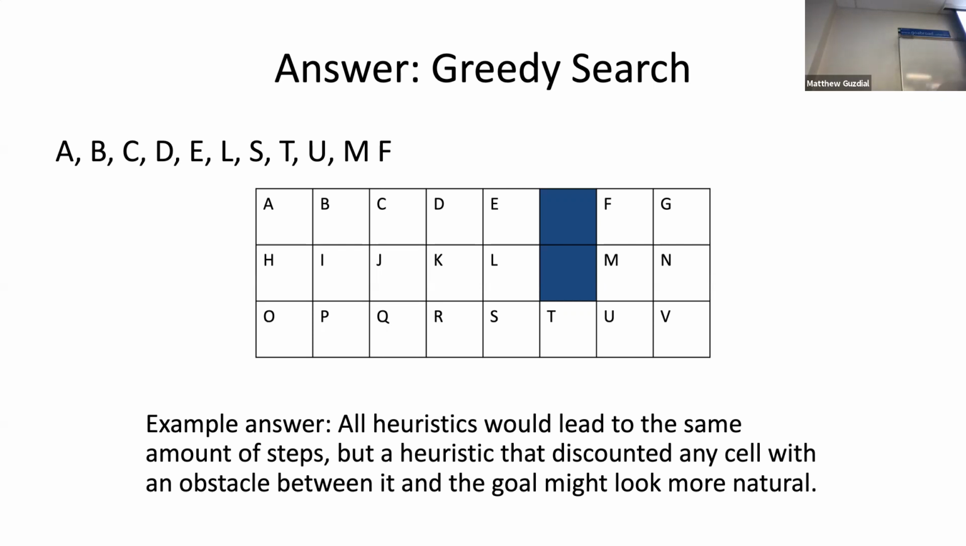And then the final question: is there something that could do this faster? There isn't, but you could have a heuristic that discounted any cell with an obstacle between it and the goal, which might end up looking more natural, right? So if we had a heuristic like that, rather than going from D to E, we'd probably go from D to K, from K to R, from R to S to T to U to M to F. Same number of steps, but it would look slightly more natural than shimmying along the edge of the wall. Okay.